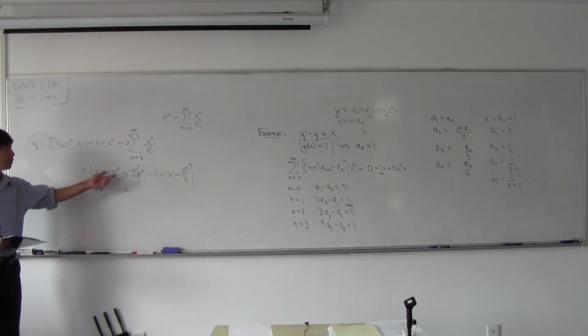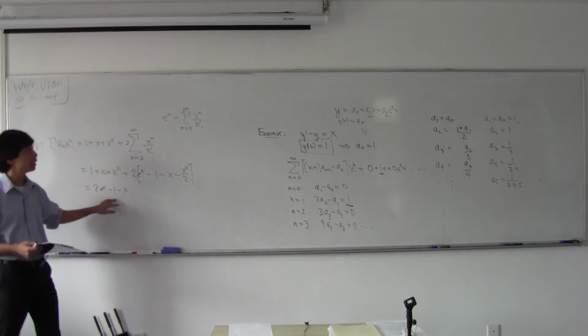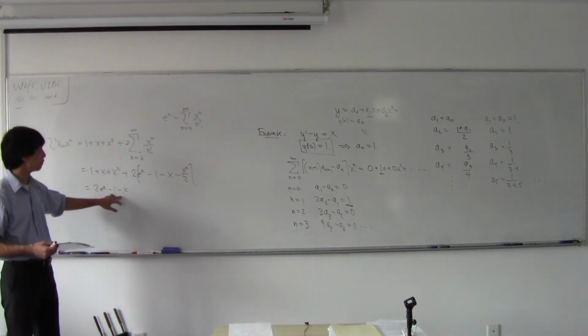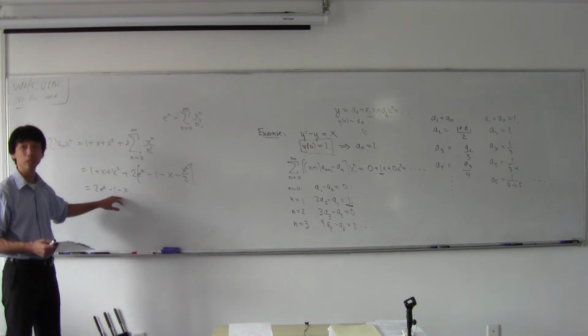So just arithmetic gives you this last thing. And so you see that the solution is actually something pretty recognizable: 2 e to the x minus 1.